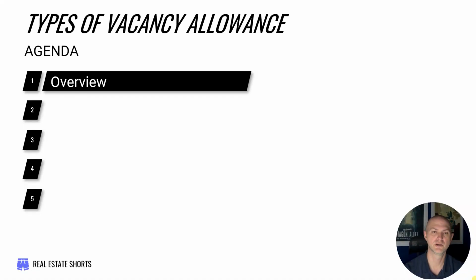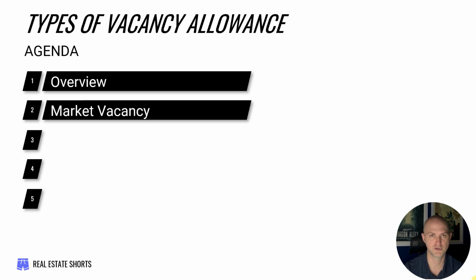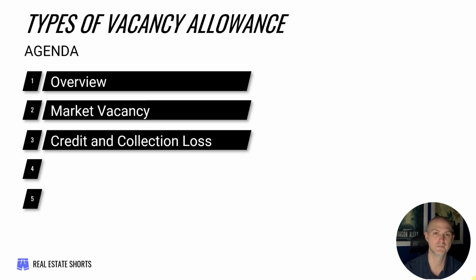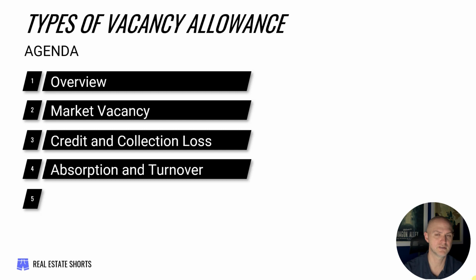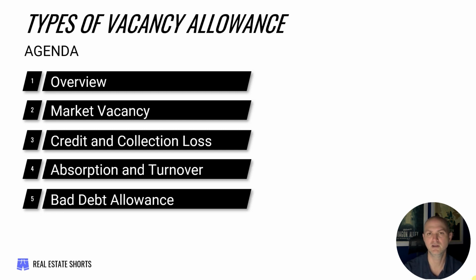So on the agenda, we're going to cover first an overview of vacancy allowance, what it is, why we even apply it, and then we're going to explore the four main kinds. So the first is market vacancy, then credit and collection loss, absorption and turnover vacancy, and finally bad debt allowance. Let's start off with the overview.